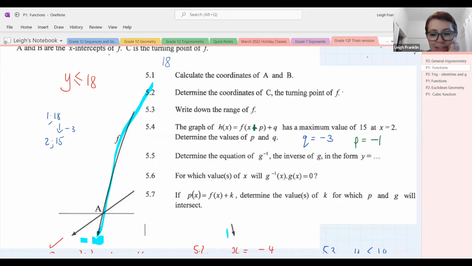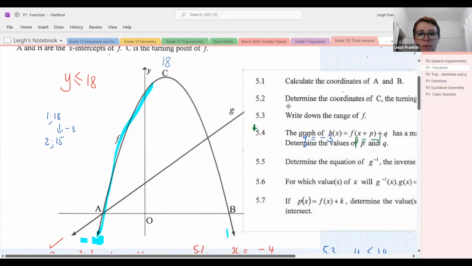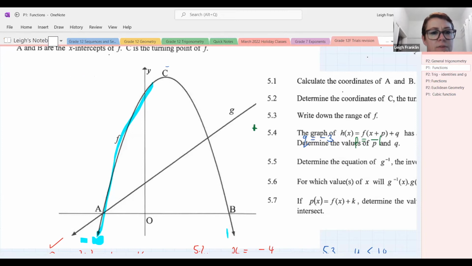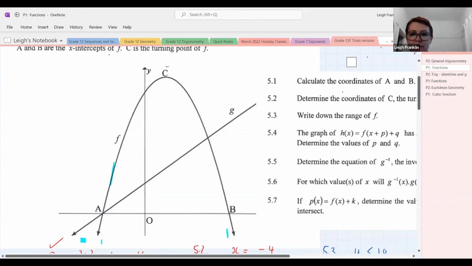Good stuff. Okie doke. Should we move on to the next question now? All right. The next question: determine the equation of g to the -1, the inverse of g, in the form y equals. Okay, so now they're asking us a question about inverses. So what I'm going to do is move that over to the side and rub off some of this stuff that we've got here. Okay, so they want the equation of the inverse.